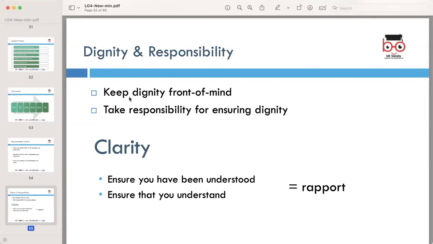Clarity. Ensure you have been understood and ensure that you understand.